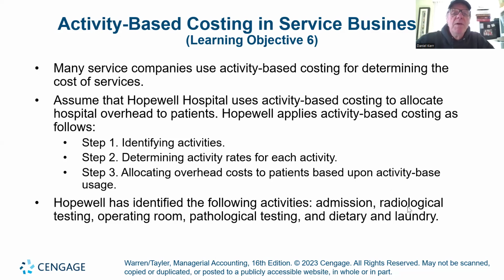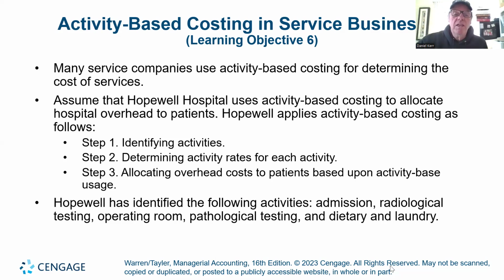So activity-based costing that we applied for manufacturers in the bulk of the chapter can also be related to service organizations such as hospitals and banks. Basically, when you do this, there are three steps. Number one, identify the activities. These are the costs that we want to allocate. In the case of a hospital, it may be things like radiology and X-ray, feeding people, and admissions. Then number two, determine the activity rate for each activity.